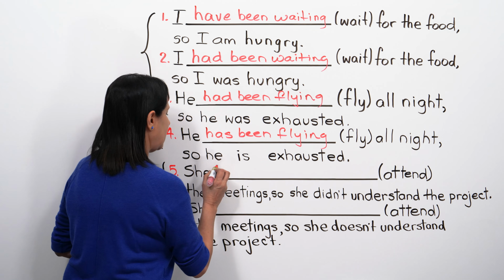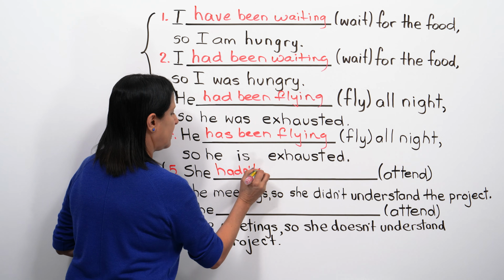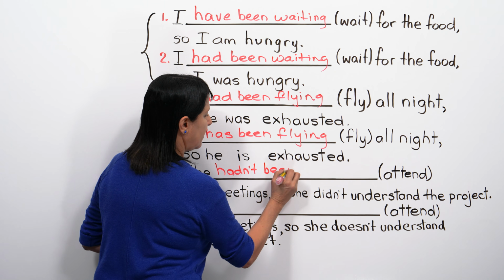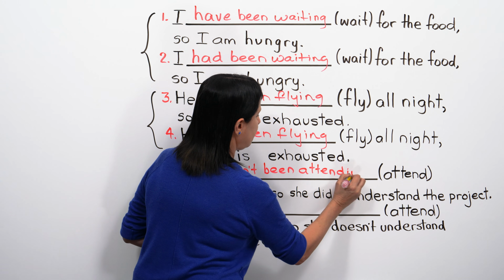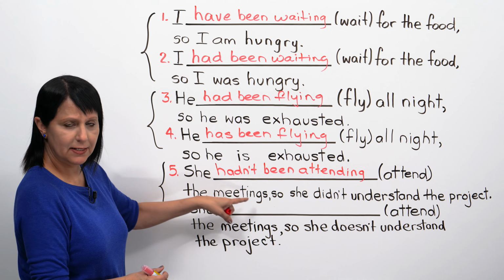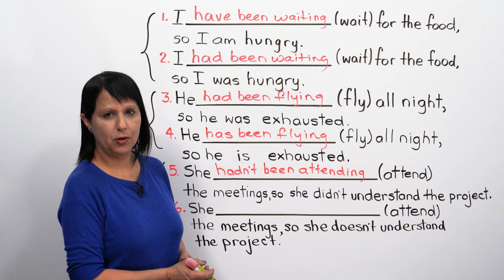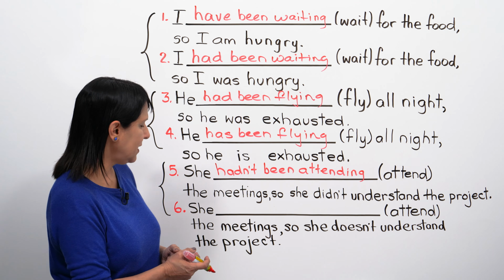She hadn't, right? Had not been attending, right? She had not been attending or she hadn't been attending the meetings, so she didn't understand the project. Okay, maybe that was last week, talking about what happened earlier.